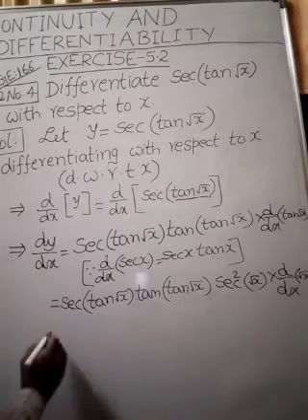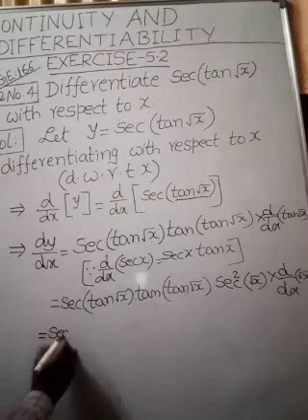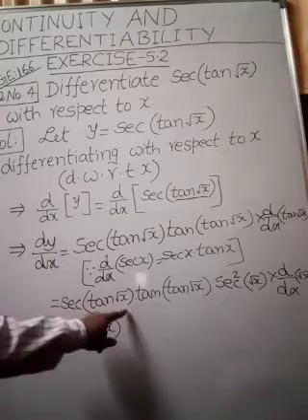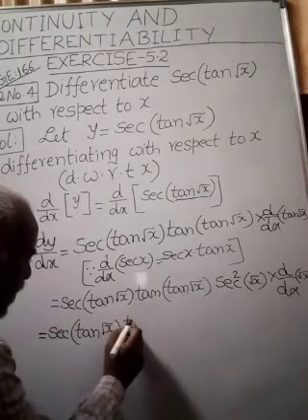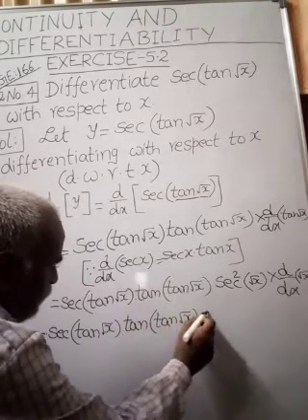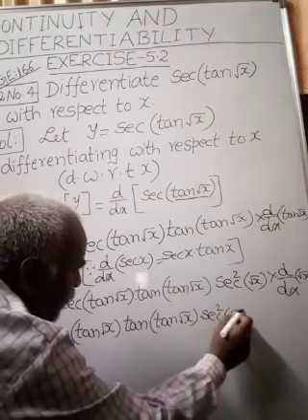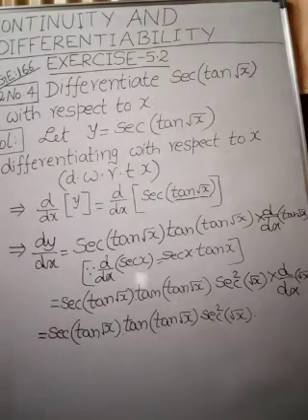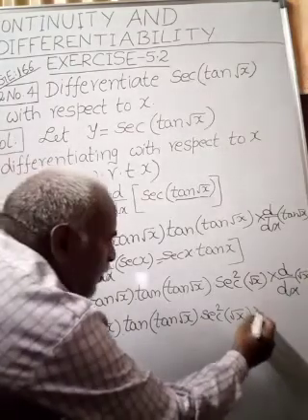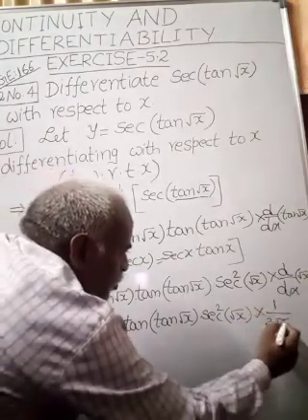Right. This is equal to secant of tan root x into tan of tan root x into secant square of root x. And come to the last part, d by dx of root x. I gave the list of derivatives of some standard functions. In that list, this formula is also there: d by dx of root x. What is the formula? 1 by 2 root x.